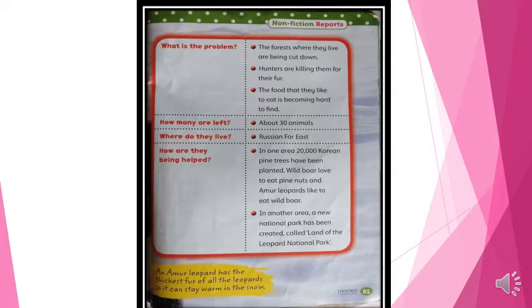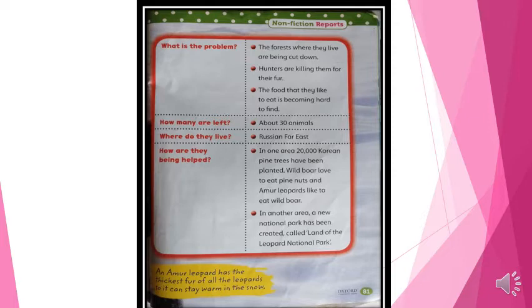Another reason for their extinction is that hunters are killing them for their fur. So hunters kill most of the armor leopards to get their fur. You know, armor leopard's fur is very soft and warm, and the hunters sell it, taking a big amount of money.